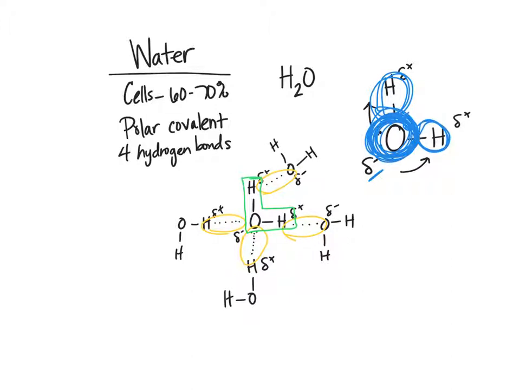So then we're going to take a look at some of the properties of water. And so the properties that we're going to talk about are due to these hydrogen bonds. The first property that we're going to talk about is that ice floats. And ice floats because it is less dense than water. So let's take a look at why water is more dense than ice, or why ice is less dense than water. So first let's see liquid water.